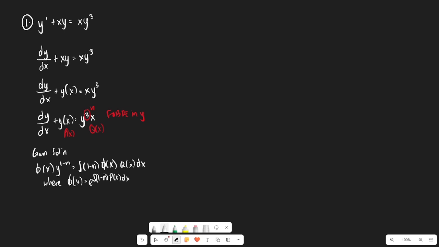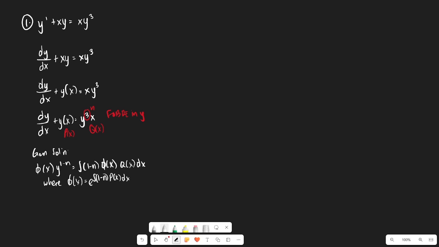Now what we're going to do is first solve for phi of x. So this is how we do it step by step. First, we make it look like the standard form of a FOBDE, which we've already done. Then next we find the general solution, but before we use the general solution formula, we have to find phi of x, since we won't be able to complete the general solution formula without phi of x. So we first need to solve for phi of x.